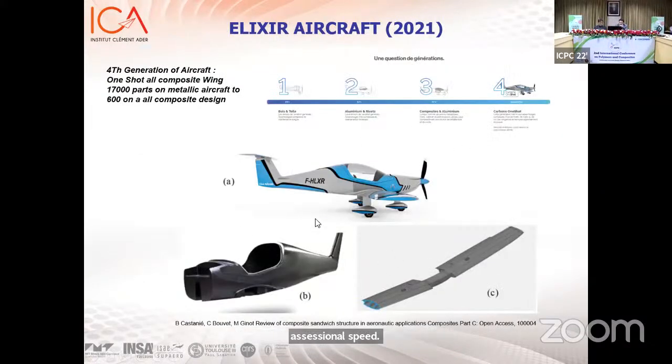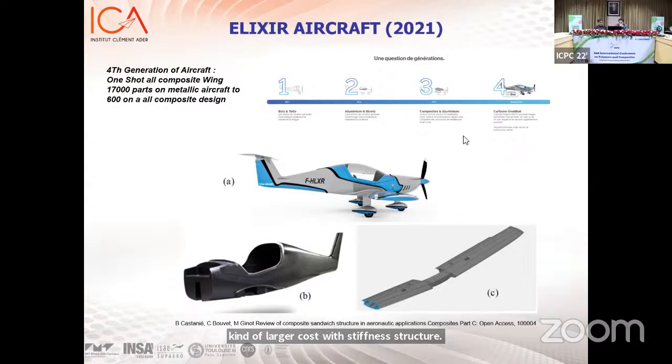If I move to some recent examples, in fact, I don't have enough time to develop too much, but today in helicopters and in lightweight aviation, sandwich structures are really the most efficient. For civil aviation, for Airbus and so on, it's not really the case. People are designing this kind of large aircraft with stiffened structure.